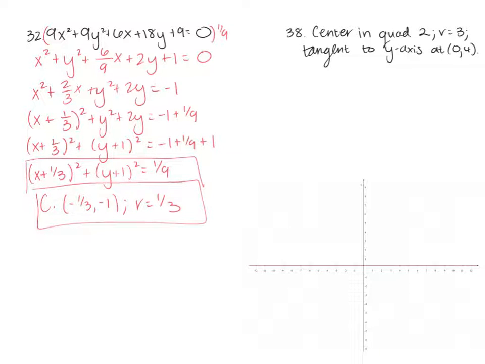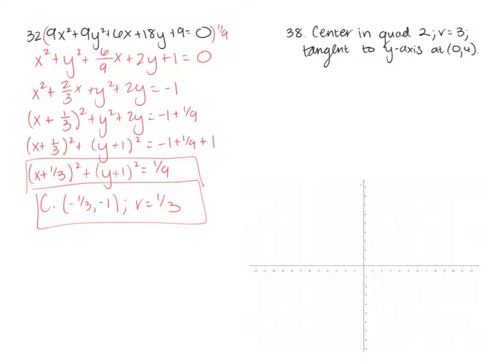So let's start off by looking at 38. 38 says that the center is in quadrant 2, the radius is equal to 3, and the circle is tangent to the y-axis at (0, 4). Now, quick vocab, tangent means that it's touching at that point, okay? So we're going to be touching the point (0, 4) on the curve itself. And then center in quadrant 2.